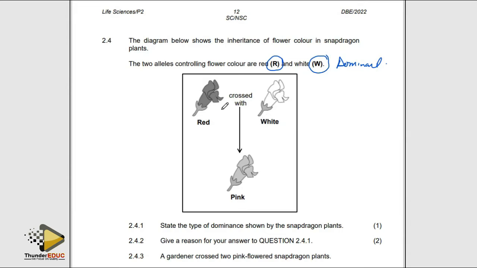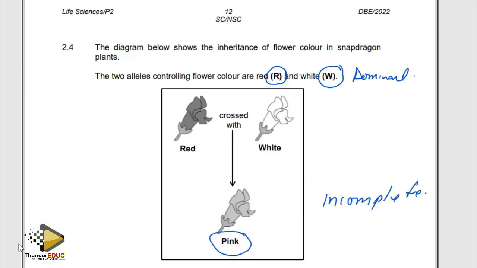So pink is neither red nor white, but is an intermediate between the two. So the type of dominance, the moment you get an intermediate, neither of the parent colors produced in the offspring, that kind of dominance is called incomplete. It means that red is neither dominant over white, and white is neither dominant over red.